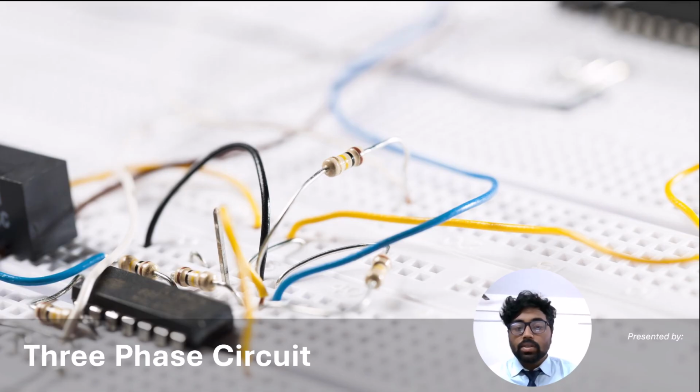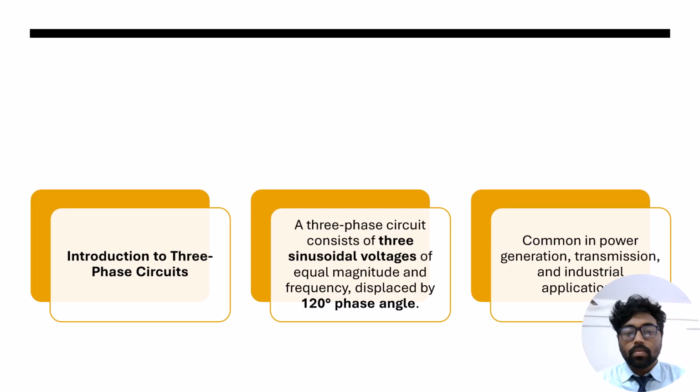Here is my presentation slide. Let's explore. First of all, we have to know about the introduction of three-phase circuit. What is a three-phase circuit? A three-phase circuit consists of three sinusoidal voltages of equal magnitude and frequency, displaced by a 120-degree phase angle. Here the three-phase circuit angle is 120 degrees, and it is common in power generation, transmission and industrial application. We can use it in industrial application.